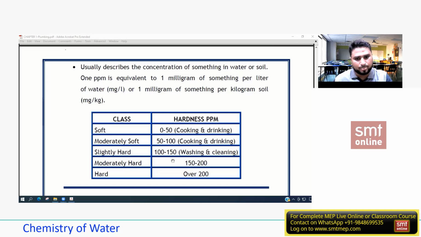Slightly hard is 100 to 150, and this can be used for washing and cleaning, not for cooking and drinking. Moderately hard is 150 to 200. Extremely hard, with very high calcium and magnesium salt content, is above 200. That is very, very hard water, not recommended for drinking. Within the range, the water has good properties and minerals which are very essential for the human body.